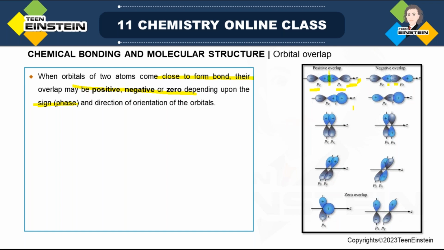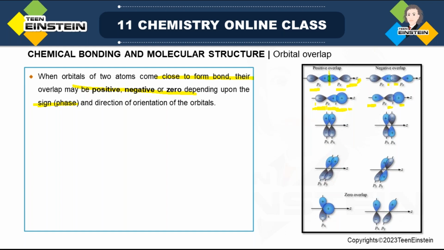So the phase sign must match. Then if you take one pz and one s, for s only a single sign is possible, as it is spherical, so positive positive. But if we just change the sign, now the black one is on the right hand side and the blue one on the left hand side. In this case the negative is overlapping with the positive s, so that is negative overlap.